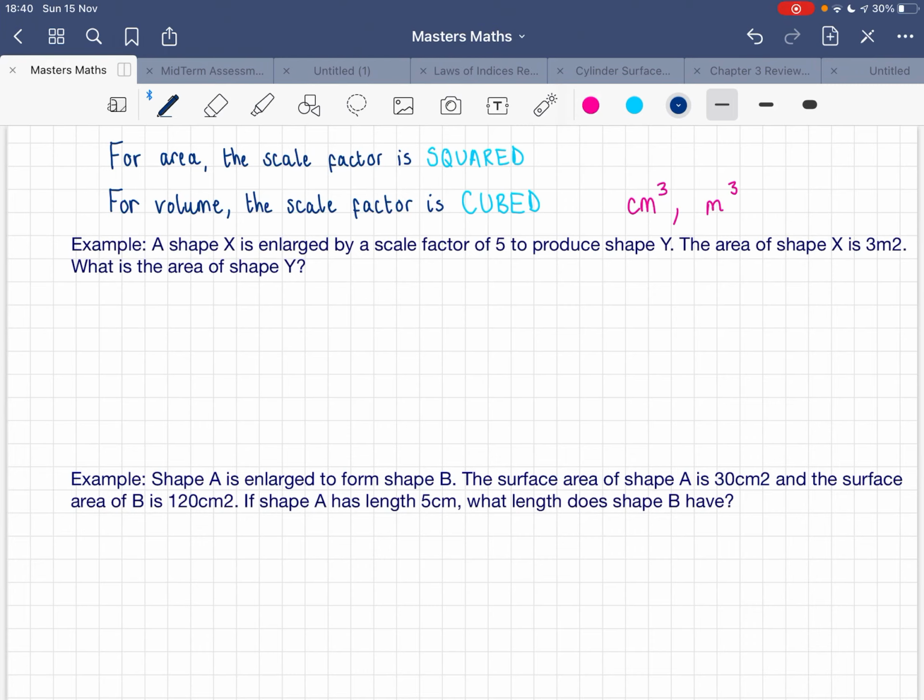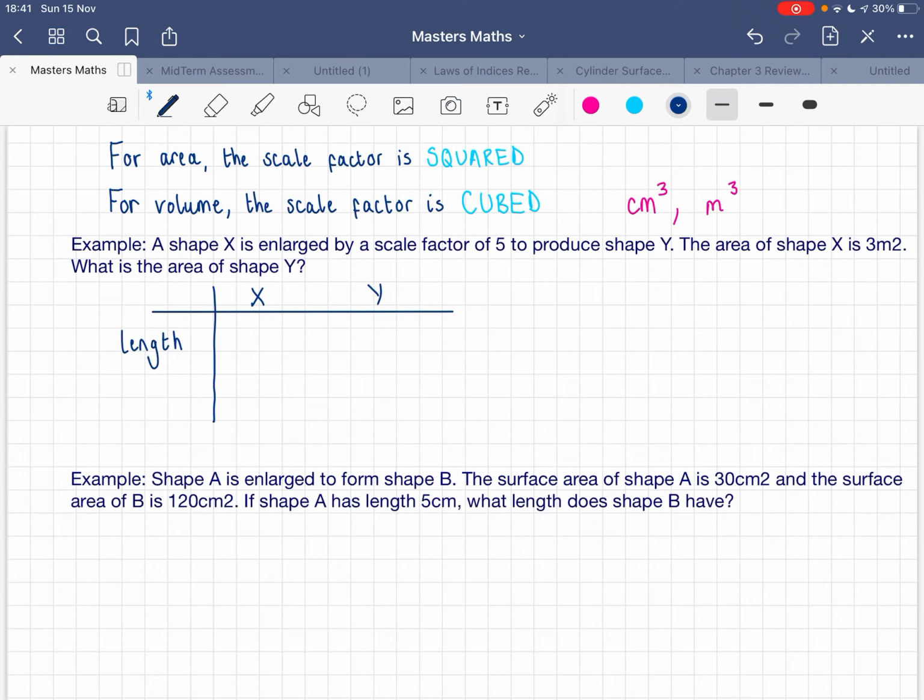A shape X is enlarged by a scale factor of 5 to produce shape Y. The area of shape X is 3 meters squared. It wouldn't let me type a proper squared, so I've just put a big 2, but it means squared. What is the area of shape Y? So I'm going to do myself a little table here. This is shape X. This is shape Y.